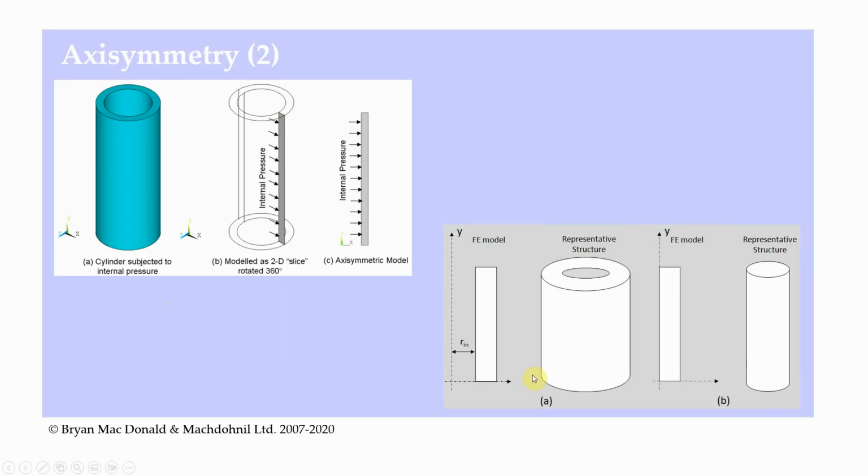Okay, so this other diagram down here shows the same thing. If we build the rectangle a distance away from the y-axis, we get a hollow cylinder, whereas if we use the exact same rectangle on the y-axis, we'll get a solid cylinder. So it's very important that you place your representative geometry in the correct place.